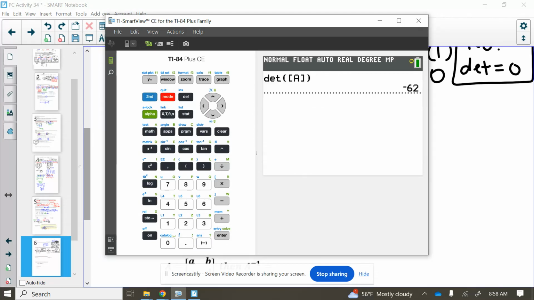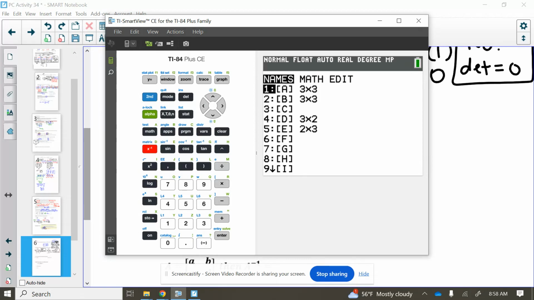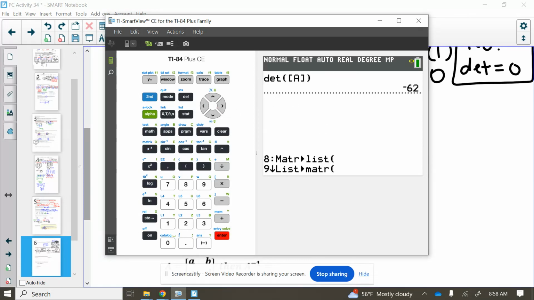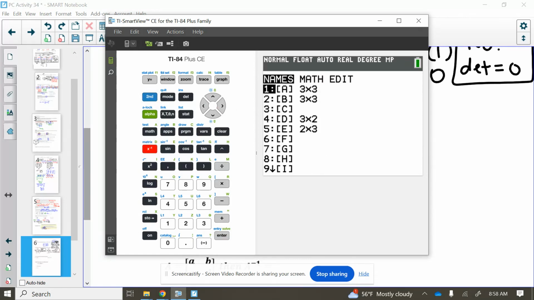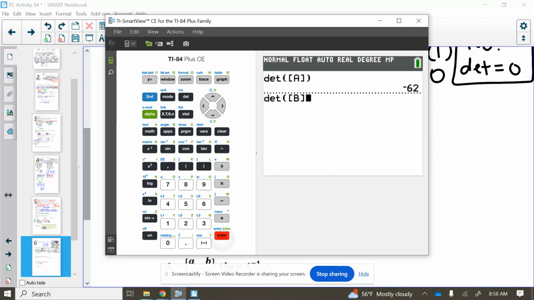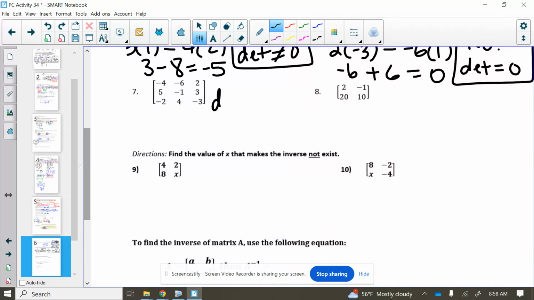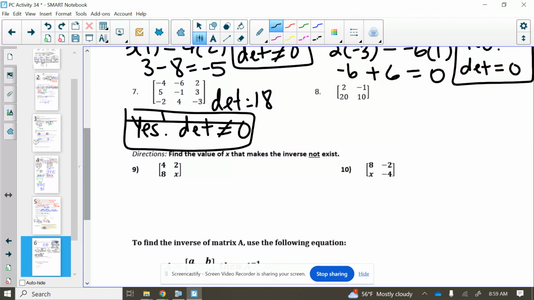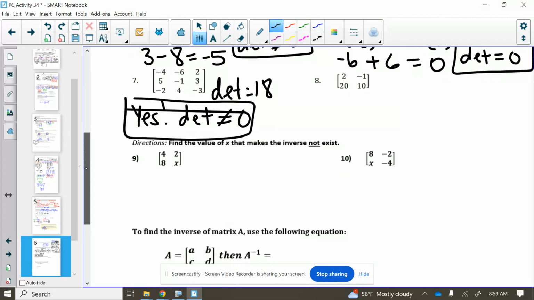And again, if I'm going to find the inverse of this, I'm going to go back under my matrix menu, select determinant, and then matrix B. I get 18 as the value of the determinant. So this one is in fact going to have an inverse, because again, that determinant is not equal to 0. So we know it'll exist. All right, try that last one on your own. What's the determinant? Does it work?